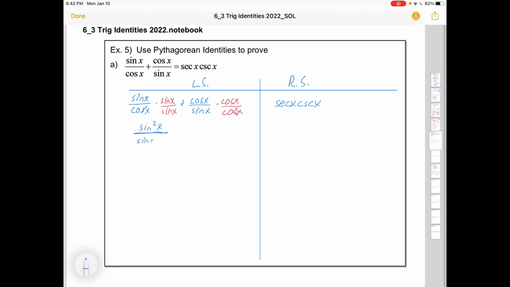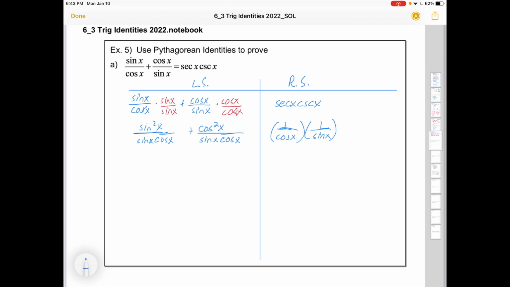Okay, whatever happens on top happens. But what I really care about is that the bottom is sine x over cos x plus, let's see, cos squared x, but more importantly, over sine x cos x. Oh my gosh, I made a common denominator. I can put them together. At the same time, on the right side, I'm going to choose to say that secant x is 1 over cos x, and cosecant x is 1 over sine x. You don't have to change the right side if you don't want to.